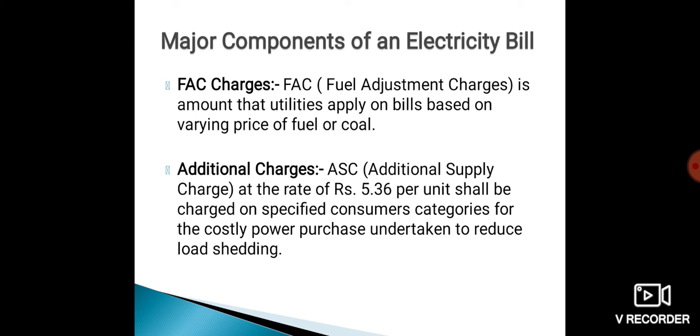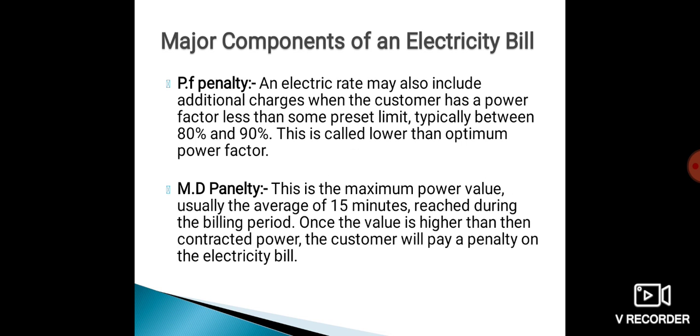And this charge is recovered from the specified type of consumers, because the industries cannot bear the load sheddings, the whole day of load shedding they cannot bear, because the production gets stopped and they have to face huge losses. To avoid these huge losses, they prefer to pay the extra charges for the electricity so that they can continue their production. So that's why this charge is recovered from the special type of consumers. This is additional charge.